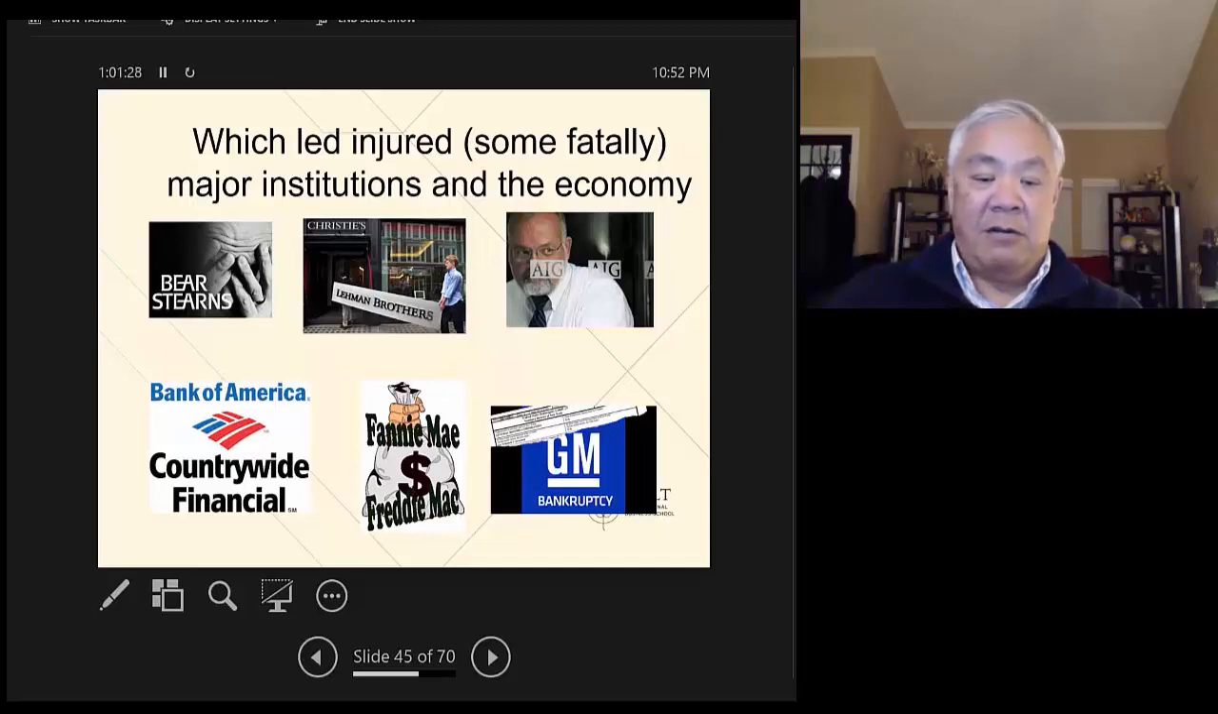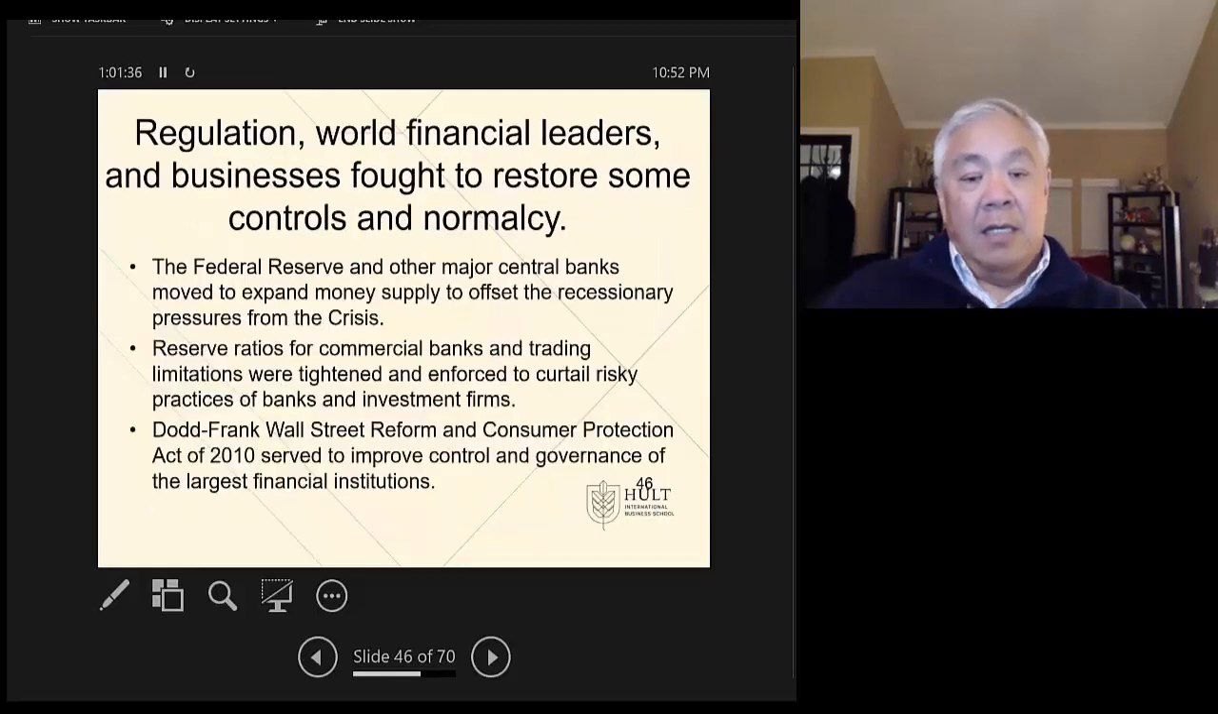So it was a very scary time for the American economy, which created a very scary time for the global economy. In the regulation world, more leaders and businesses fought to restore controls and normalcy to the markets, and took some pretty severe actions, some of them controversial, to stabilize the bleed on the banks and the failures of banks, and propped up much of this to make sure that there wouldn't be an even wider issue. And there were some reforms on the practices that hopefully will avert this from happening.